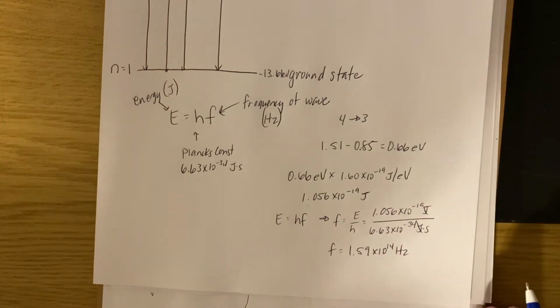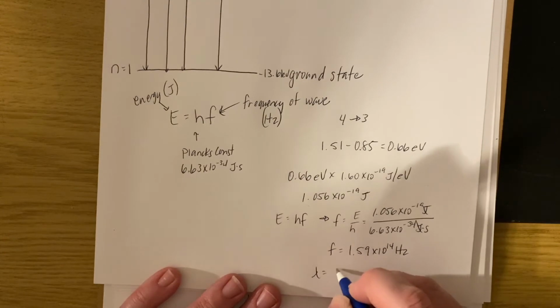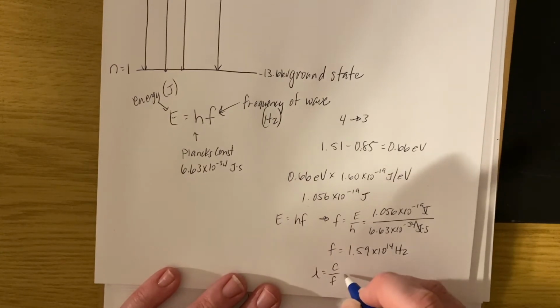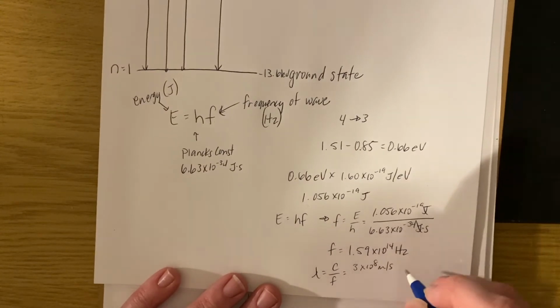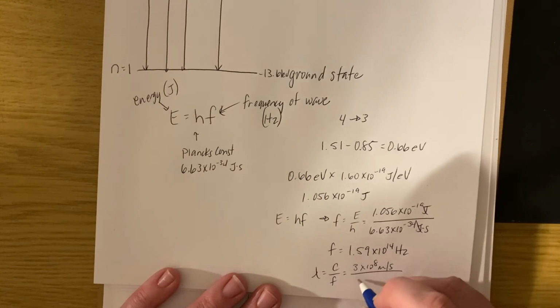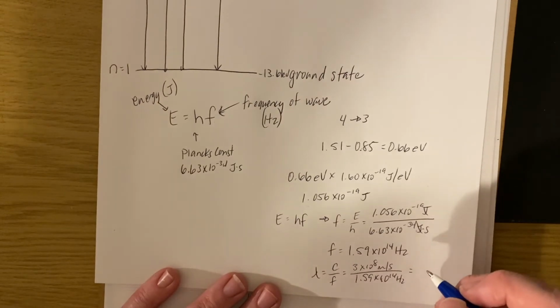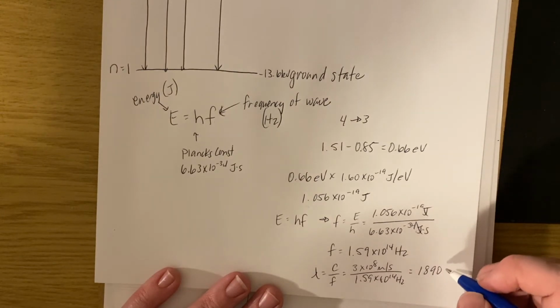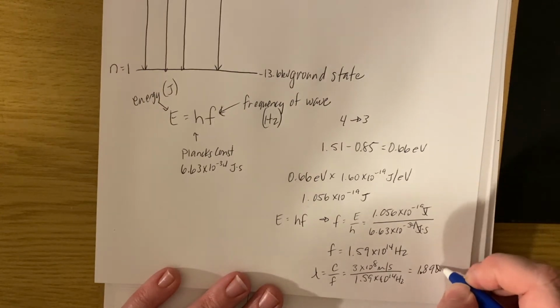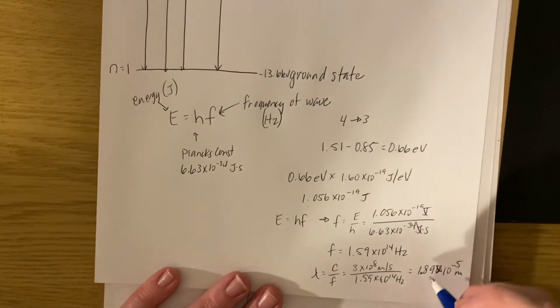This can also correspond with a wavelength, because you know that c equals f lambda. So lambda equals the speed of light in a vacuum over the frequency. And so we can say 3 times 10 to the 8th meters per second over the frequency of 1.59 times 10 to the 14th hertz. And when you do that, you end up with 1.89 times 10 to the negative 5th meters. And then you can get that into nanometers, 1890 nanometers.